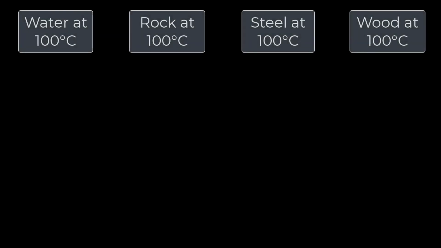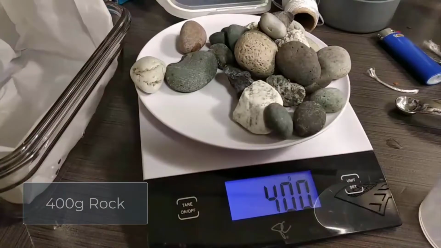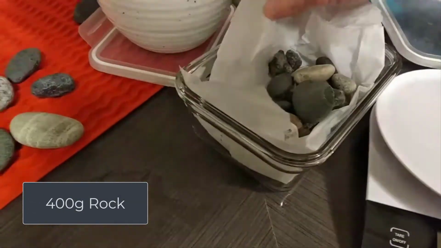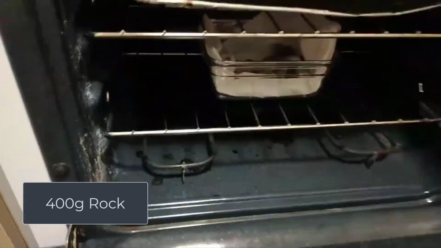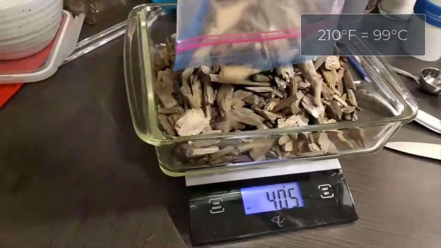In this experiment, we'll take 4 different substances with presumably different specific heat capacities. In order to have a fair comparison, we'll measure each of them to be the exact same mass, starting with 400 grams of rock. We'll put that in the oven at 210 degrees Fahrenheit, which is the closest our oven gets to 100 degrees Celsius.